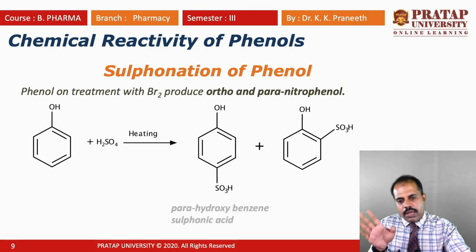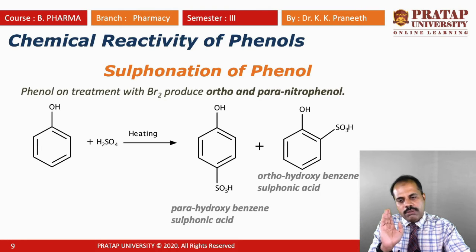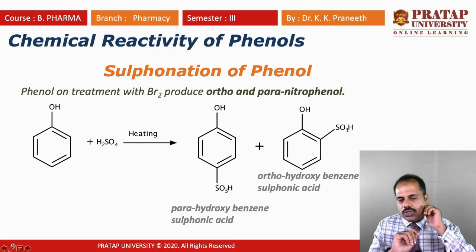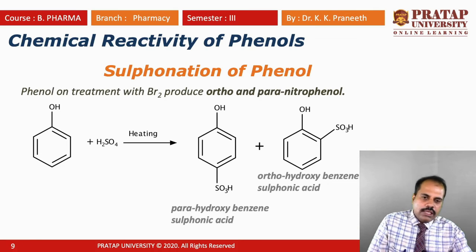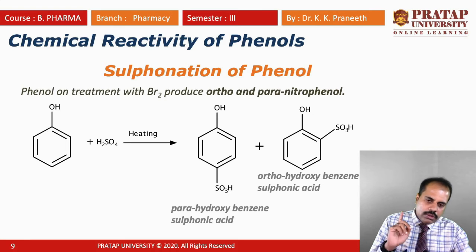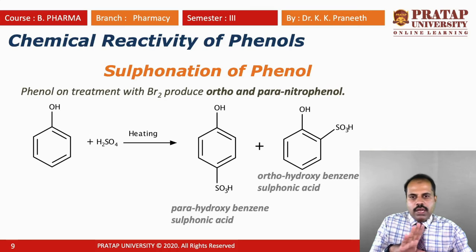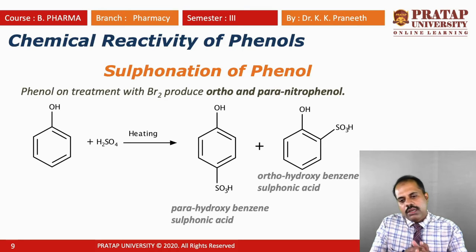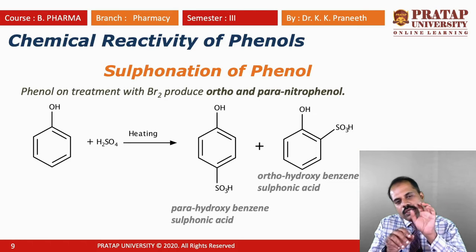Sulfonation reaction is the same. What products will we get? Para-hydroxybenzenesulfonic acid and ortho-hydroxybenzenesulfonic acid. We use phenol plus sulfuric acid, and just heating is enough. This reaction will occur. This is also the same as the benzene reaction. Benzene again gives one product. What is the product name? Benzenesulfonic acid, only one product. Here we get two products, para-hydroxybenzenesulfonic acid and ortho-hydroxybenzenesulfonic acid.